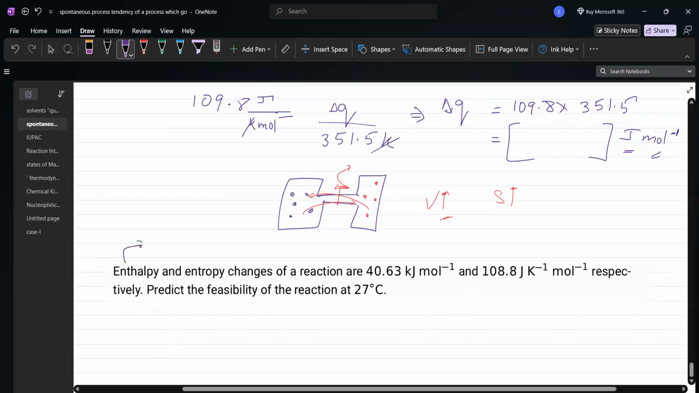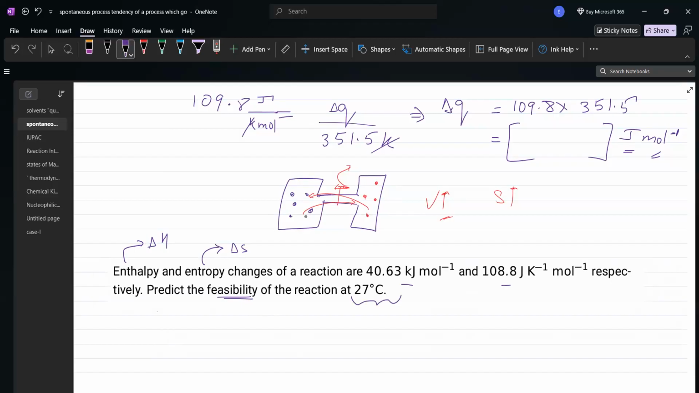Enthalpy is given, meaning delta H is given, and entropy is also given, delta S. So in this question, this is given, and we have to predict the feasibility. Is it feasible or not at this temperature, right? Please kindly read this question. Done reading the question?